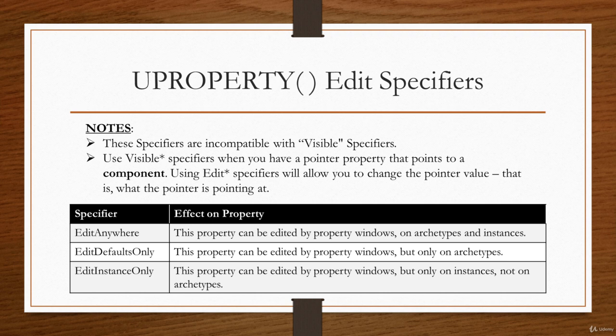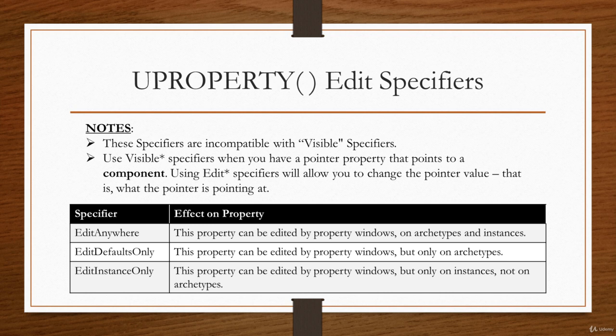So next we have the edit specifiers. Now the visible specifiers were quite easy. This is where it gets a bit more confusing, especially once you start mixing this stuff with some of the blueprint specifiers that we'll see later. These specifiers are incompatible with the visible specifiers. You have EditAnywhere. This property can be edited by property windows, so on archetypes and on instances. You can edit it anywhere.